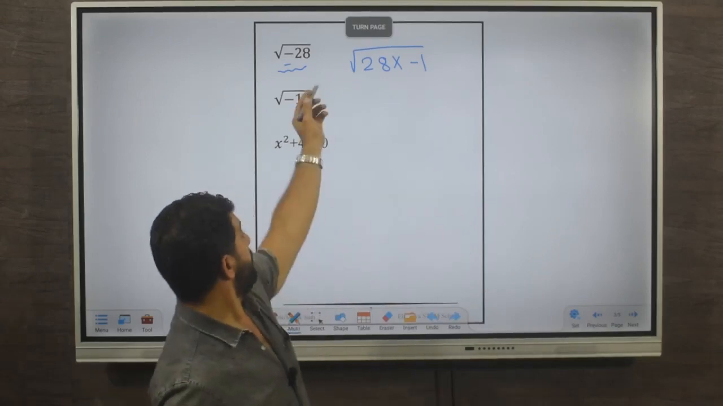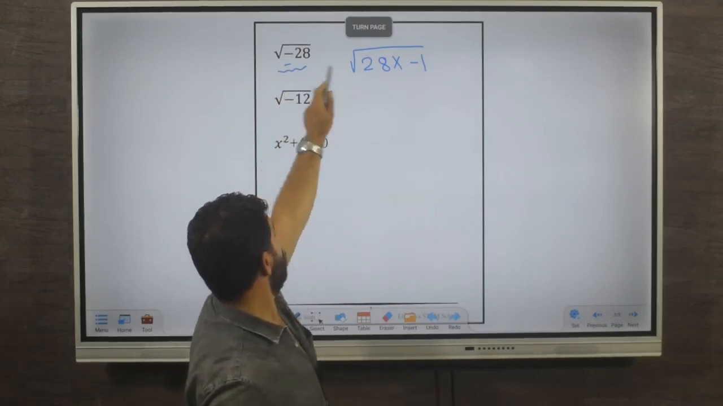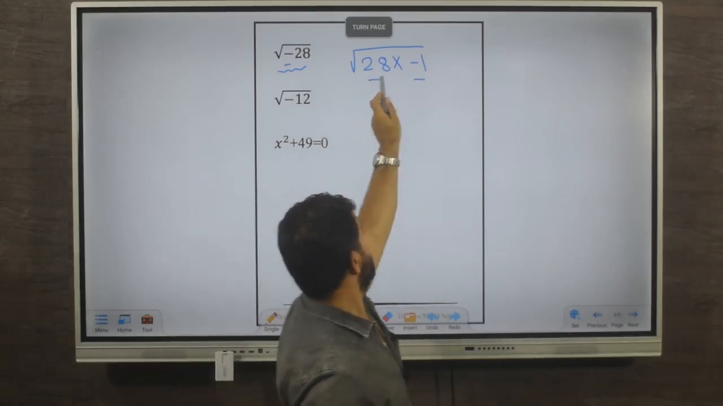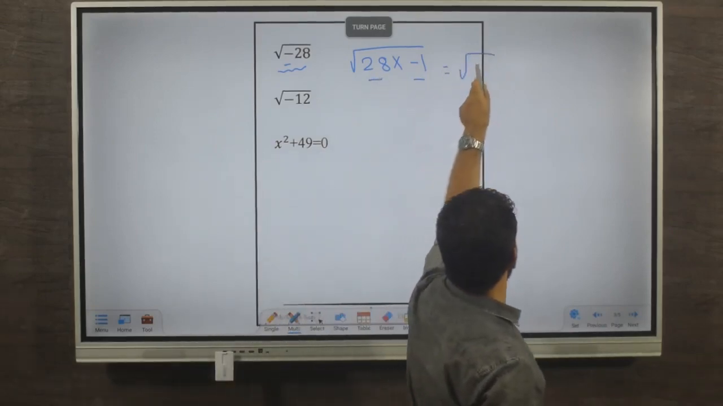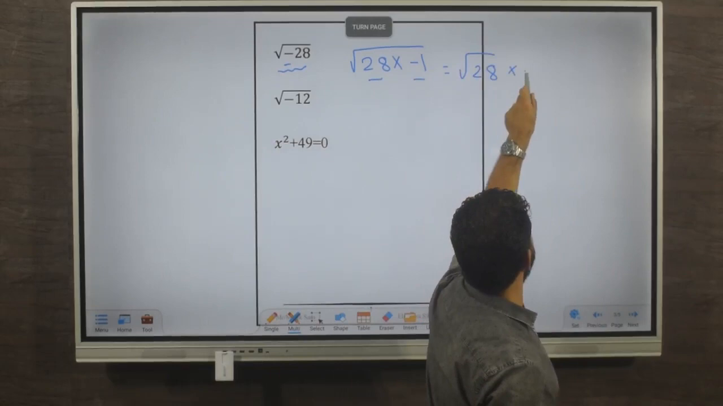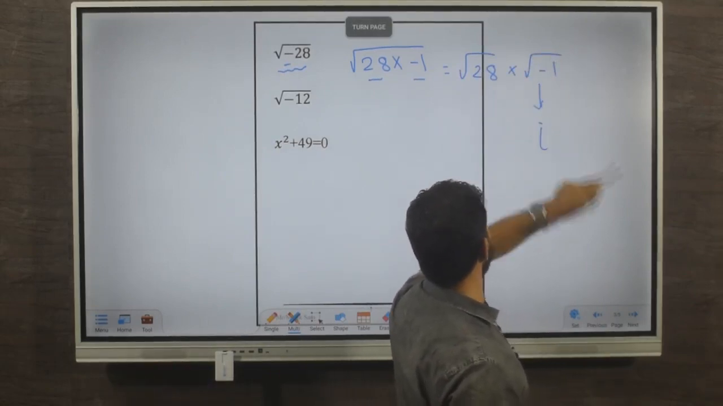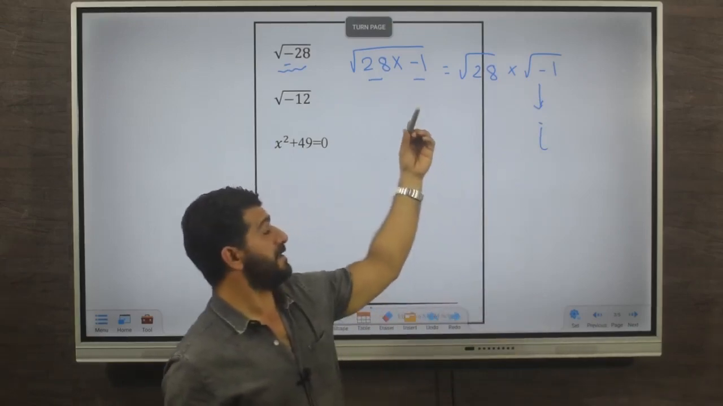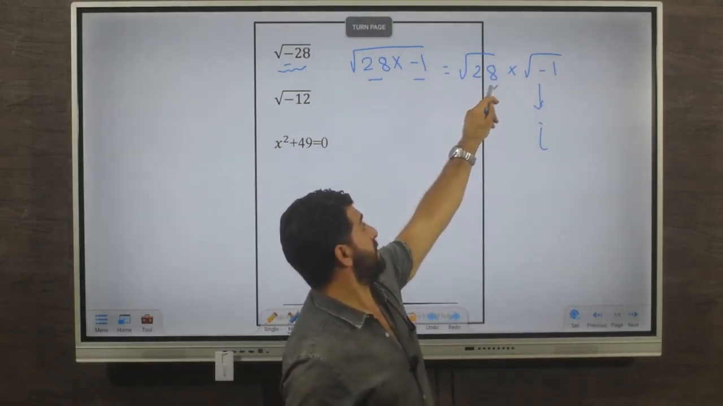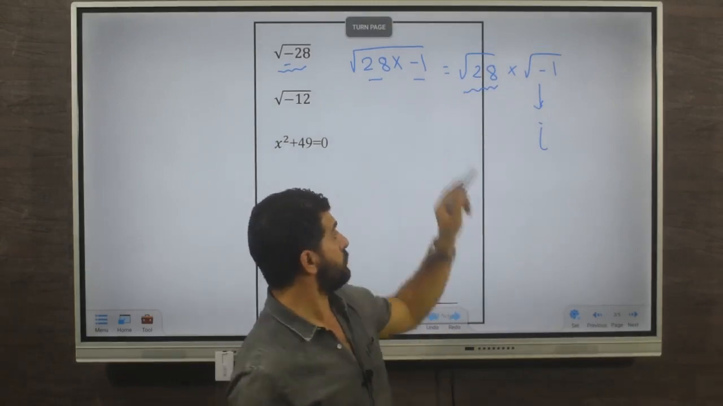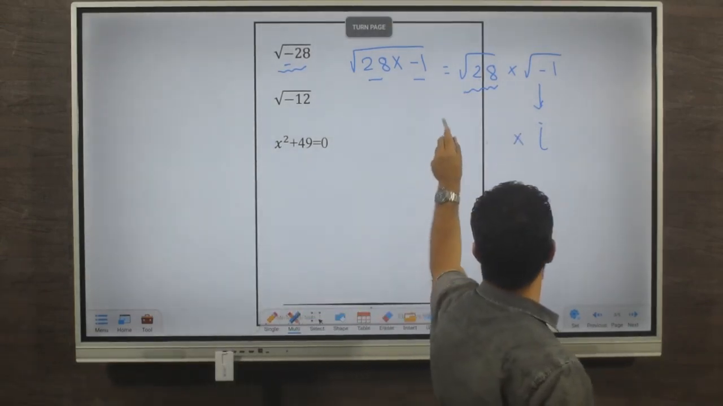Okay? So here we wrote the square root of negative 28 as 28 multiplied by negative 1. So we can write it as the square root of 28 multiplied by the square root of negative 1. What is the square root of negative 1? It's i. And let's find the value of the square root of 28. You know, the square root of 28 can be written as 4 times 7.